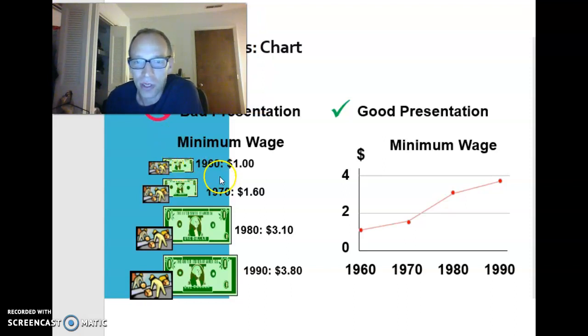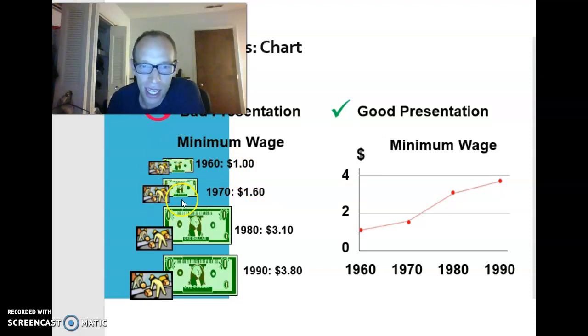So the one on the left does have one big strength, and that is that it gives you the exact minimum wage for each year. Whereas the one on the right gives you dots for it, and it's much easier to see a trend on the one on the right. That is one advantage.